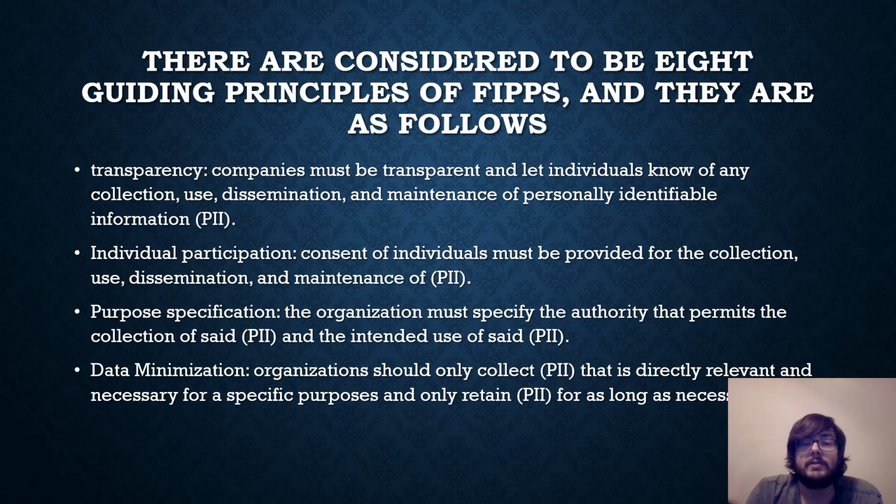There are considered to be 8 guiding principles of FIPPs, and they are as follows. Transparency. Companies must be transparent and let individuals know of any collection, use, dissemination, and maintenance of personally identifiable information, also called PII. Individual participation. Consent of individuals must be provided for the collection, use, dissemination, and maintenance of PII. Purpose specification. The organization must specify the authority that permits the collection of said PII and the intended use of said PII.